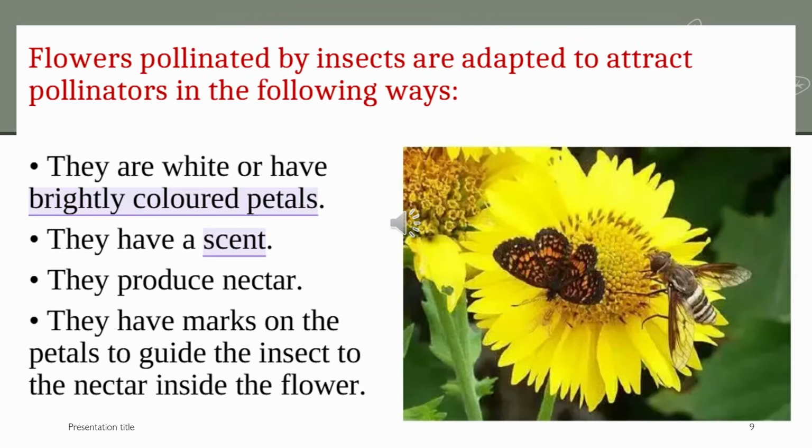These pollinators, the bees and the butterflies, are attracted to certain types of flowers, especially those that are brightly colored. The petals are bright. They have scent. The flowers produce nectar because nectar is a kind of food for the insect. Some flowers even have marks on the petals, so they can guide the insect to the nectar that is inside the flower.